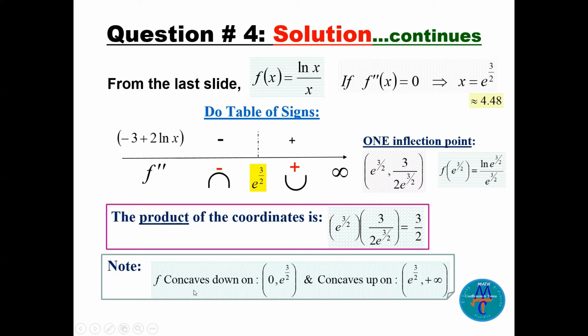And this is more information here. F concaves down on this interval. F concaves up on this interval. Remember here, for ln of x, the domain starts from 0 to infinity. X should be greater than 0, not equal to 0.